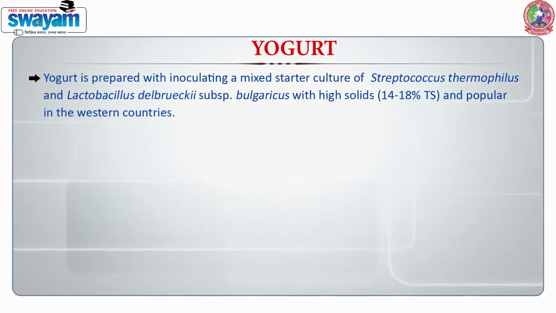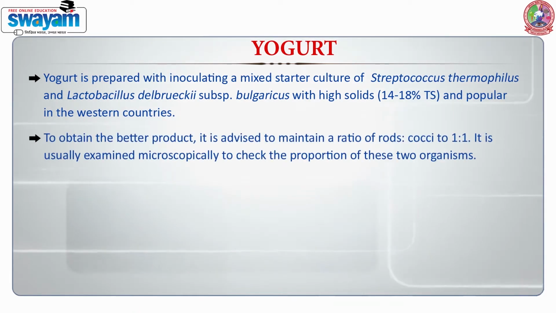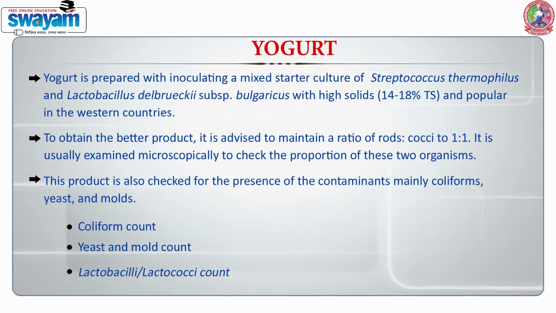Yogurt is prepared by inoculating a mixed culture of Streptococcus thermophilus and Lactobacillus delbrueckii subspecies bulgaricus with high solids, that is about 14 to 18% total solids, and is popular in Western countries. To obtain a better product, it is advised to maintain a ratio of rods to cocci of 1:1. It is usually examined microscopically to check the proportion of these two organisms. This product is also checked for the presence of contaminants, mainly coliforms, yeast and molds.